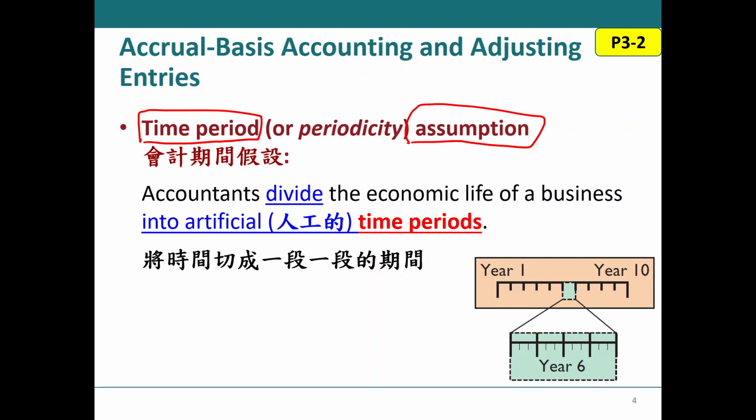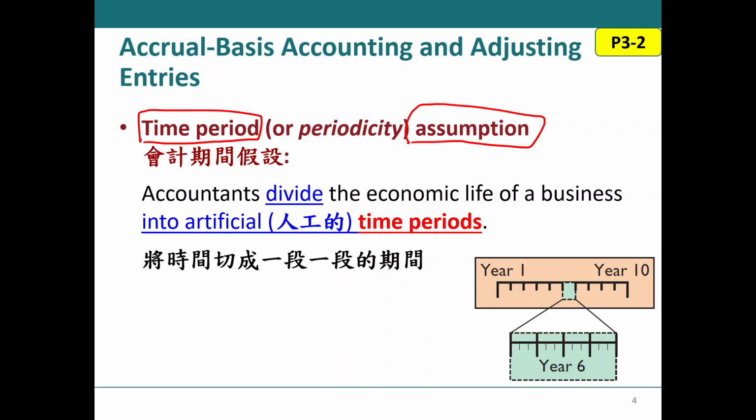Time period assumption means we cut the time into periods. Okay? We divide the time into different time periods. Like what? We cut the time into 1 month, 1 quarter, 1 year. Usually, time is continuous, right? So how could you cut the time? Impossible. But right now, we have to do it.